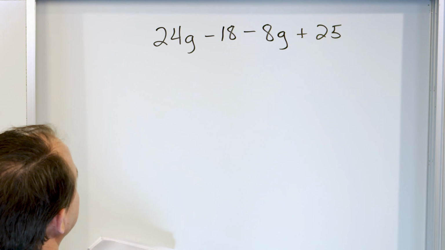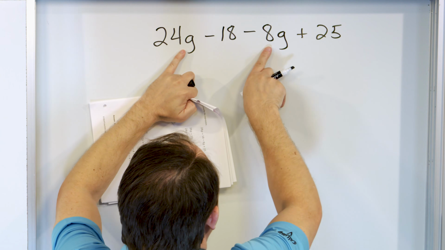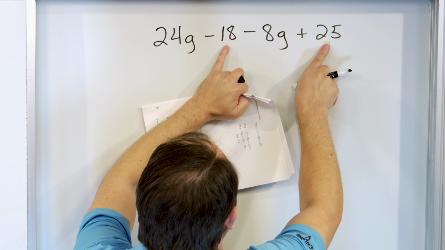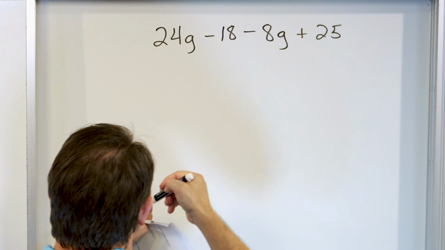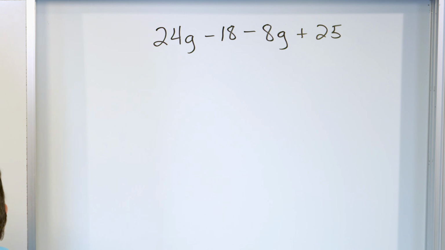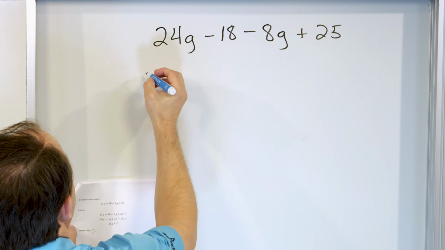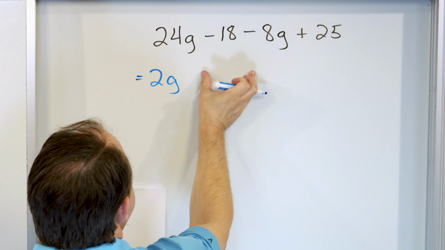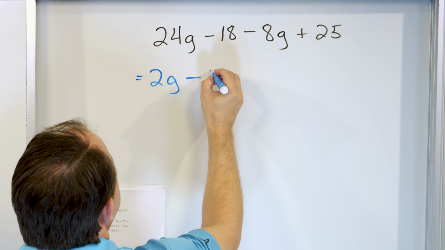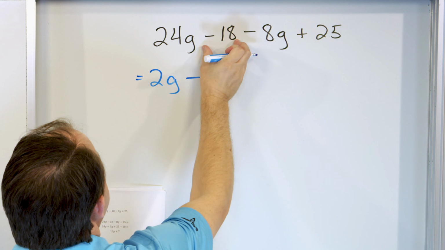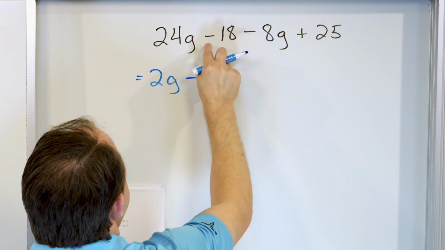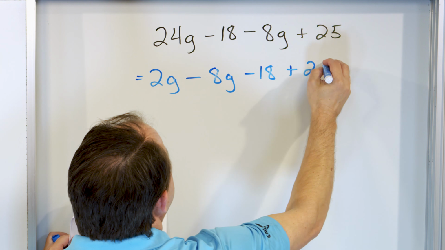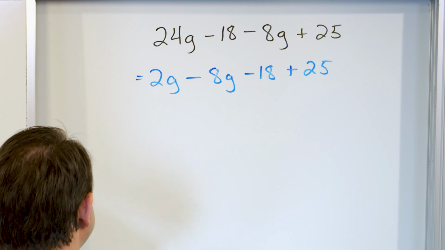Where are my like terms? Well, the 24 golf balls and the minus 8 golf balls, these are like terms. And then the minus 18 and the positive 25, these are like terms. So let's take a moment to put them right next to each other, right? So we're going to have the 24 golf balls from here. Now this like term, let me move it right next door, including its sign or its operation, negative 8g. Then the constant term, including its negative sign here, negative 18, and then the 25, including its sign, 25. Just rearrange the order, including the signs.